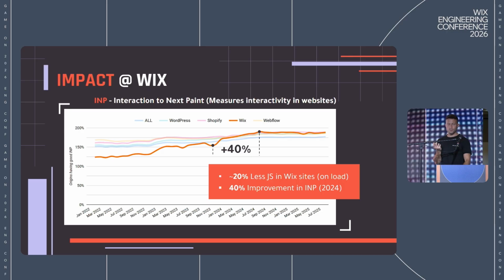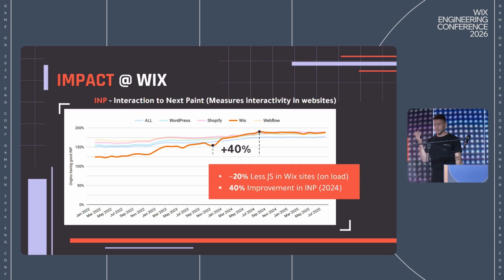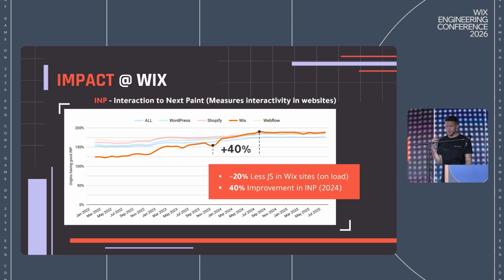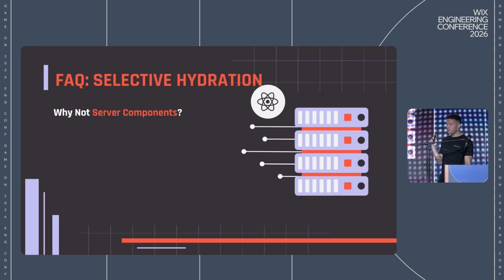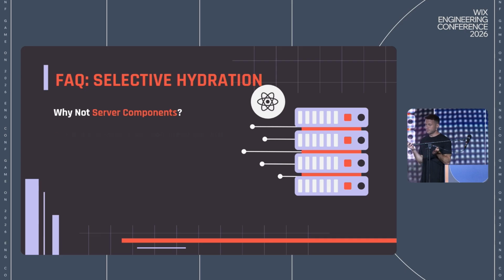Right after we deployed the new feature, we reduced the JavaScript loaded by 20% and INP improved by 40% across Wix sites. And that's not just a lab number. This is based on field data, real user interactions across millions of page views. Now back to selective hydration. I want to touch on a question that comes up often when discussing this feature. Why not use server components to solve the hydration issue? Server components definitely can reduce JavaScript downloaded on the client side.